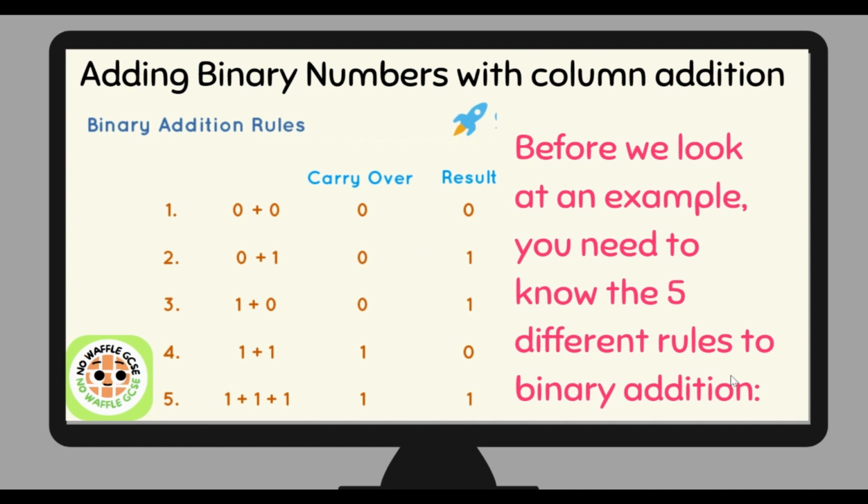Now, if you don't understand what carrying over is, we are going to look at that in a second. Now, if you have 1 plus 1 plus 1, you don't get 3 like denary. What you do is your result is 1 and you carry over a 1. So remember to try and memorize these 5 different rules, and let's look at the example now.